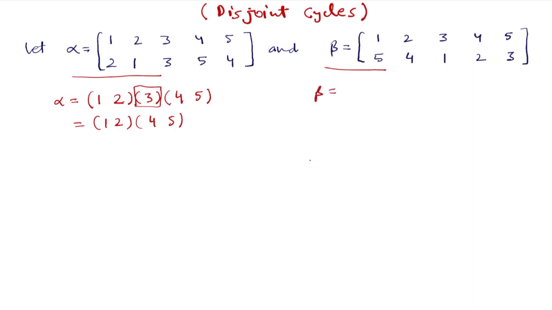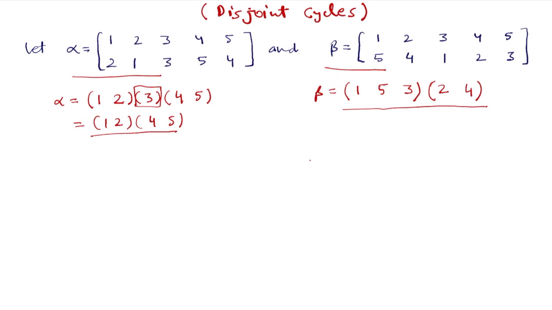Beta can be written as, start with 1, 1 goes to 5, 5 goes to 3 and 3 goes to 1. So this cycle is closed. Then we start with the smallest symbol from the remaining symbols. So we start with 2, 2 goes to 4 and 4 goes to 2. So all the 5 symbols have appeared. So in cycle notation form, alpha is (1 2)(4 5) and beta is (1 5 3)(2 4).